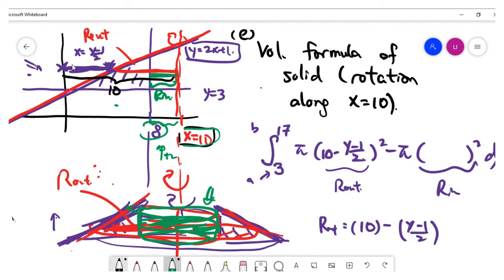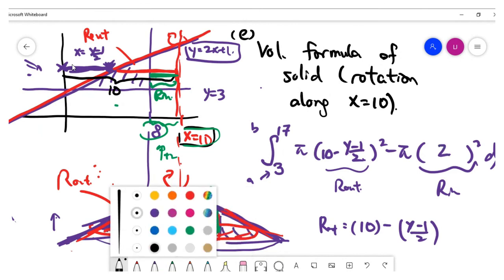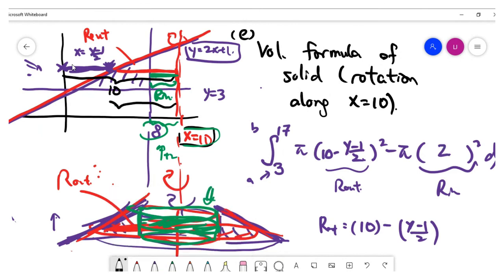And this one is actually fixed. So I've just put the inner radius as 2. The other way to think about the 2 is that you can use the whole length 10 minus this length, which is 8, right? So it's essentially 10 minus 8. You can think of it as the inner radius as 10 minus 8. And that's basically the volume formula for this case.